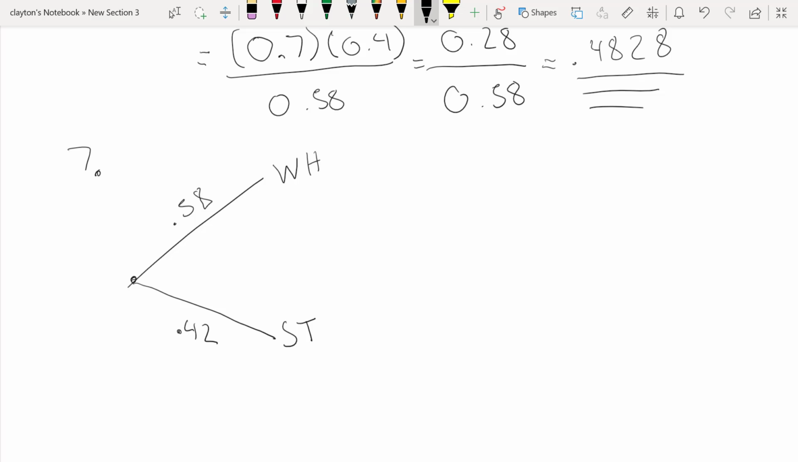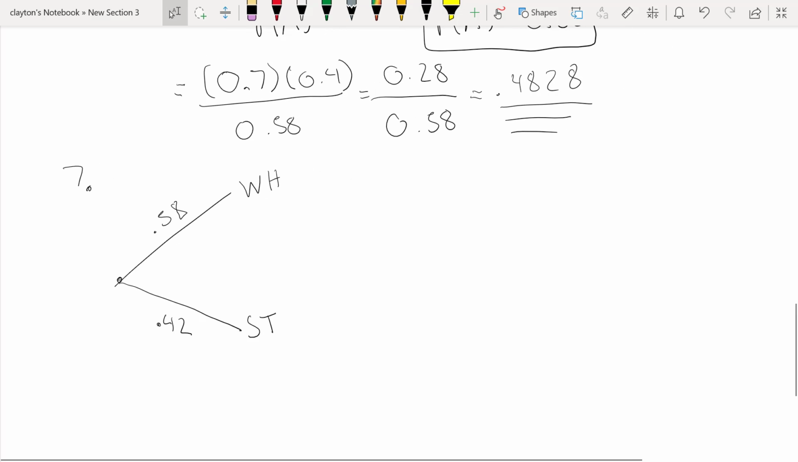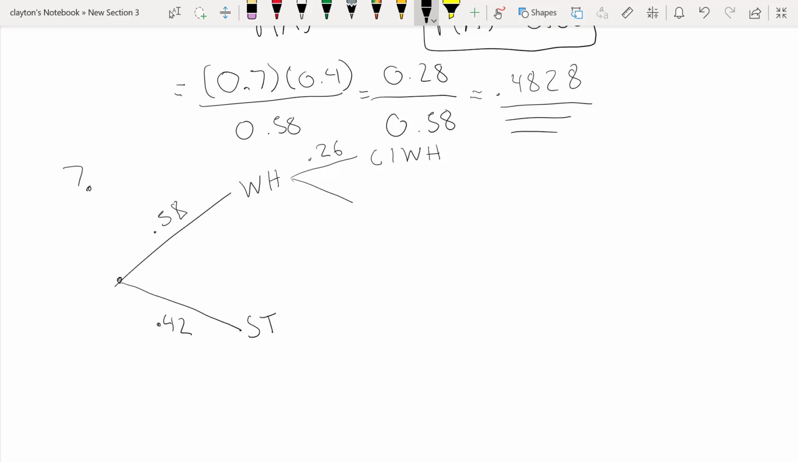A sandwich shop randomly mails a coupon for a free sandwich to 26% of those in the West Hall. So given that you live in the West Hall, the coupon, right, to the West Hall is 0.26. And we could also say no coupon, given that you're in the West Hall. Unfortunately, these people are 0.74, right? They did not get a coupon, even though they live in West Hall. And I think it says 19% of those living in South Tower got the coupon, which means 81% of the people living in South Tower did not get the coupon.